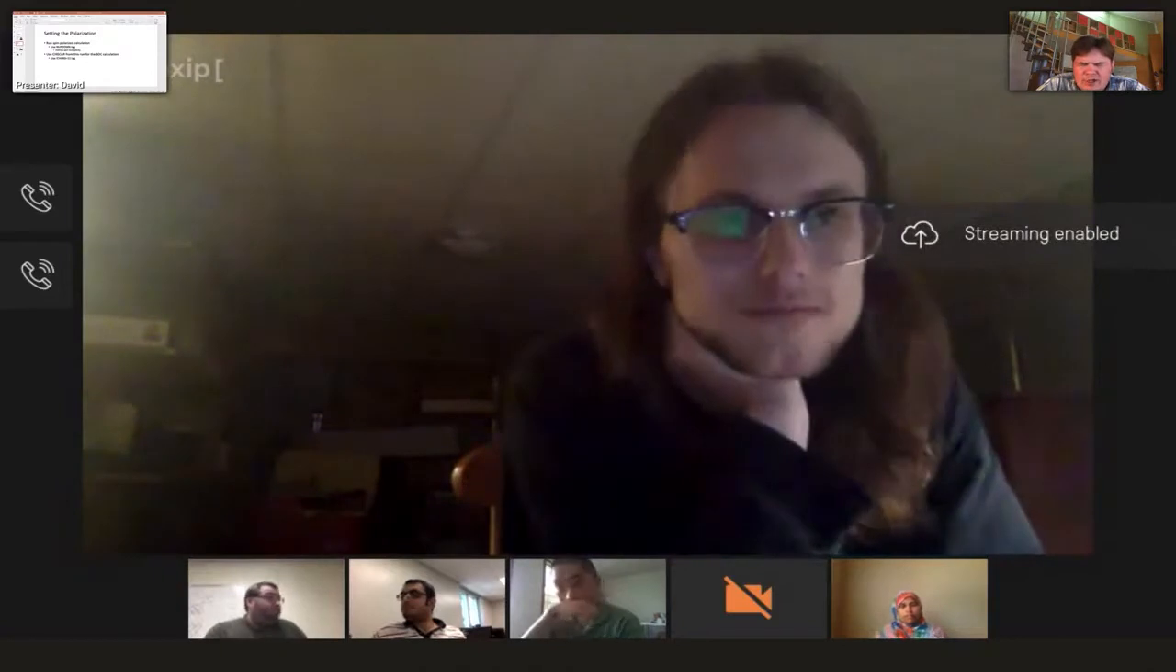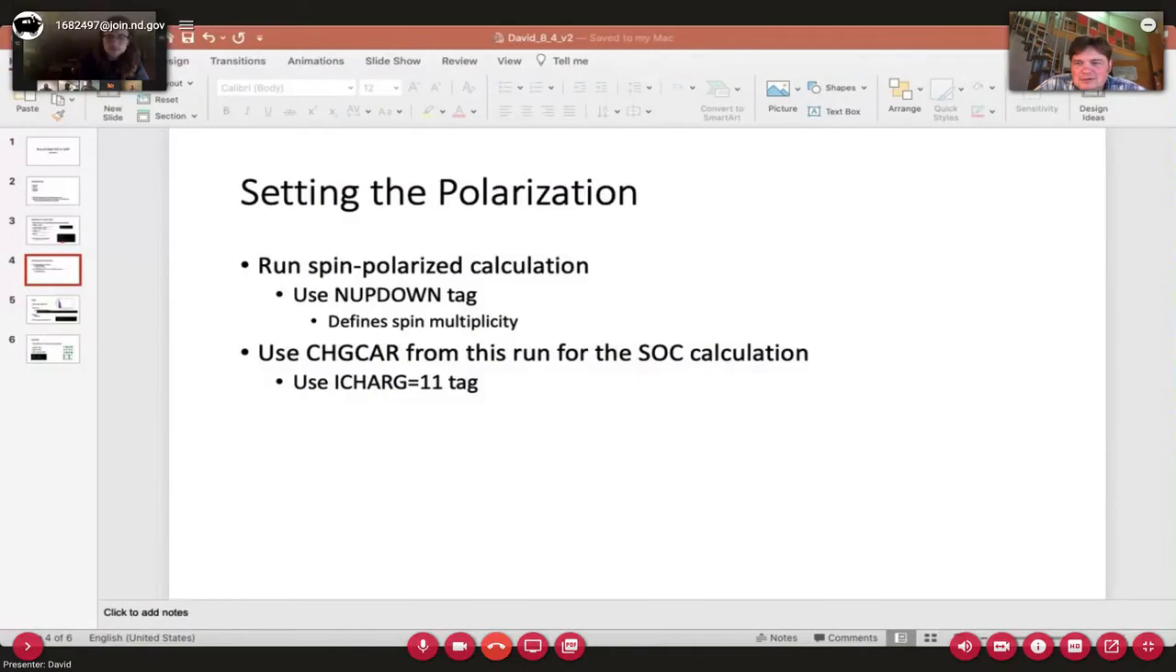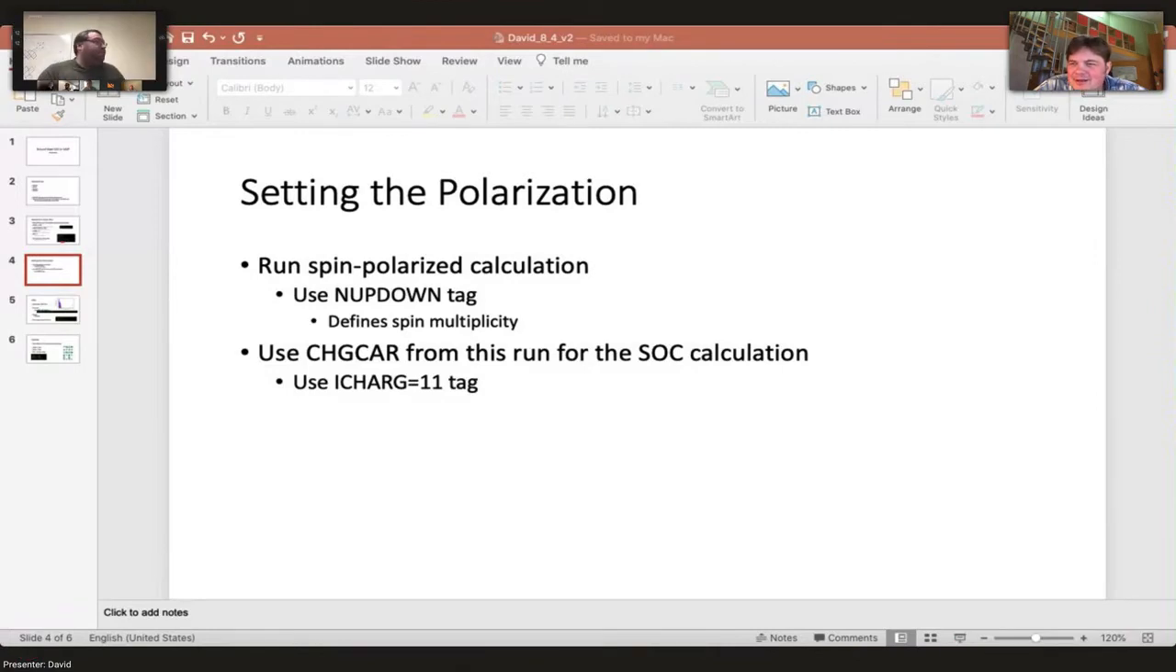So I do not see anything wrong in borrowing charge car with magnetization from spin polarized calculation, but if one grows as a big supporter of non-collinear calculations, just the question, is it possible to do everything in the VASP and CL and nothing else? So yeah, it should be possible if you really want to.